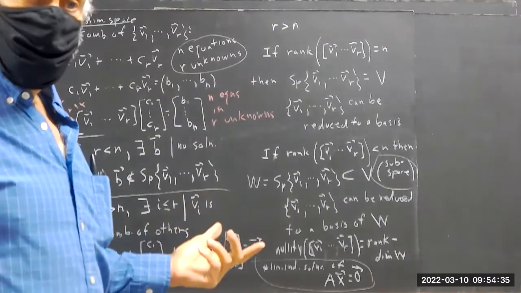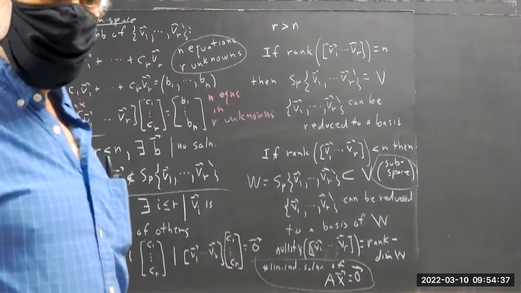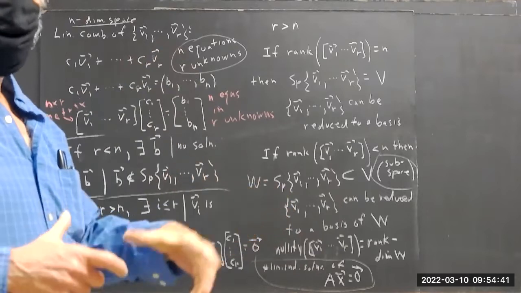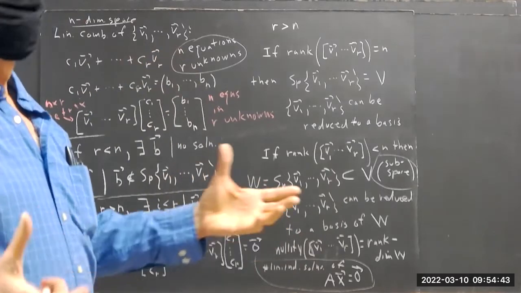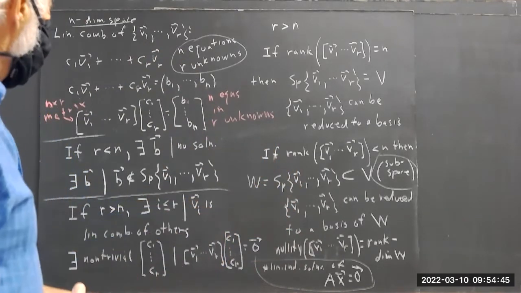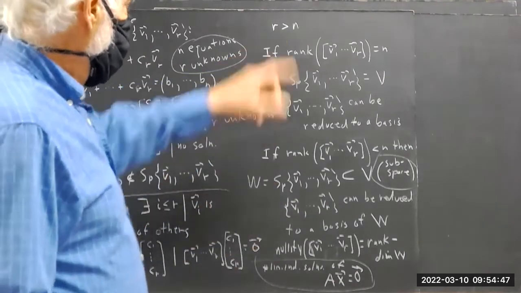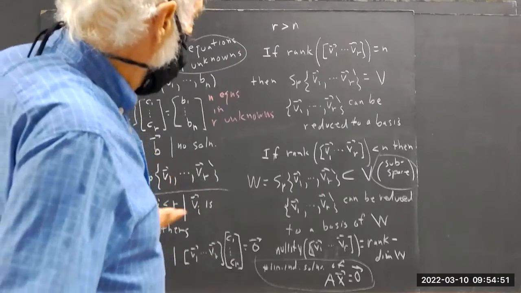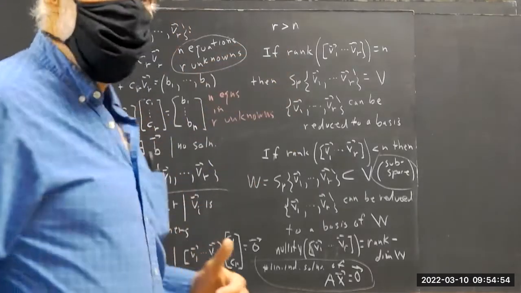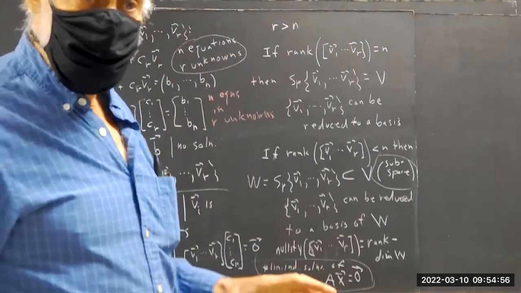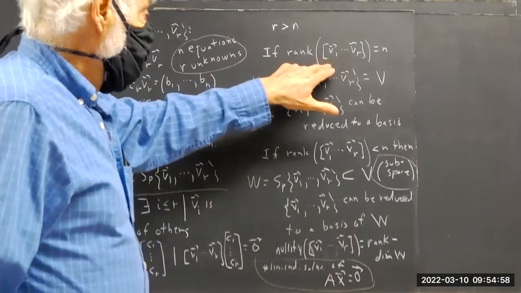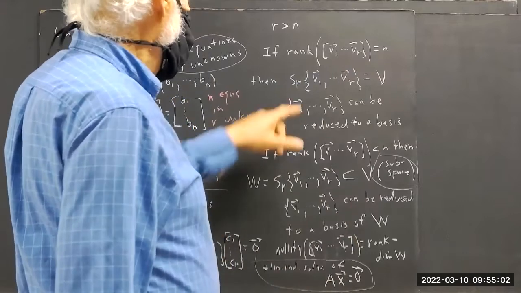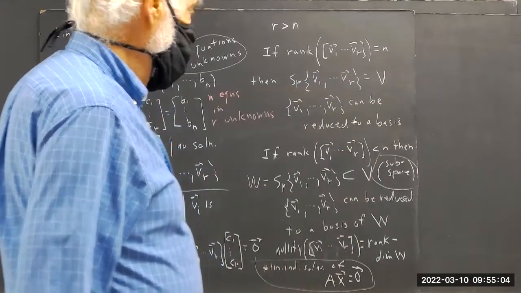Meaning the vectors aren't linearly independent, meaning this isn't the basis for anything. Meaning that the span of this is less than R. It has dimension less than R. Okay. Now, if R is greater than n, a lot of this is equivalent to saying, and you work out the equivalencies, I'm just going to state this because we need to move on. But if the rank of V1 through VR is n, then the span of these things is V.